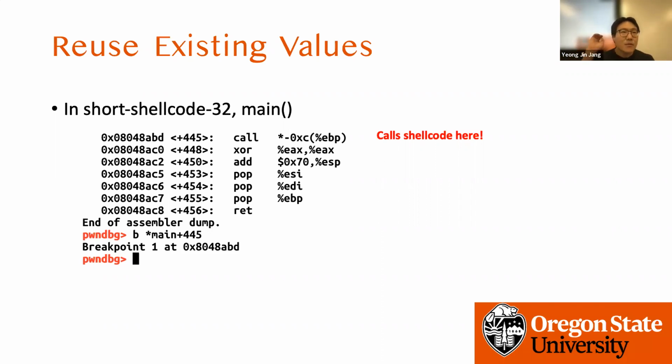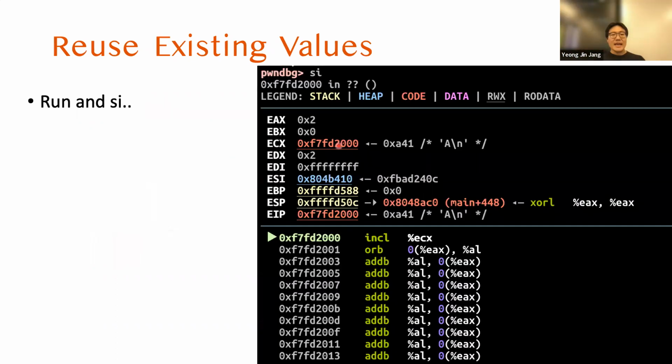One of the tips about getting a super short shellcode is, for the short shellcode in 32-bit, the main function is the place where it will load the shellcode and then run it. You can set the breakpoint there, and to get into it, you need to do SI, step into. Then it will start running your shellcode at this address.